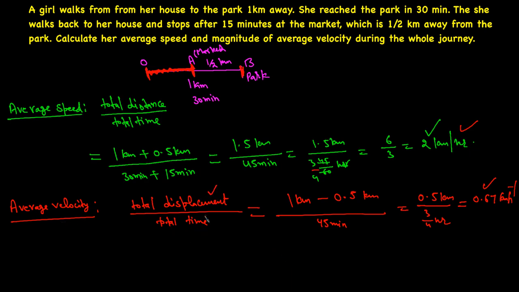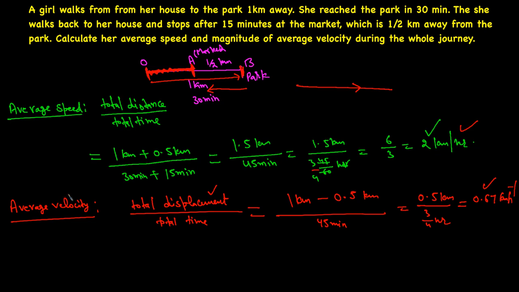You see, there is a difference between average speed and average velocity, because average velocity depends on the displacement, and displacement can be less than the total distance traveled. So there is one thing we learned: the average speed and the average velocity of a particle are equal if it travels in a straight line without changing its direction. In this case, first it traveled in this direction, and then the girl walked backward. So there is a change in direction. That's why they are different.